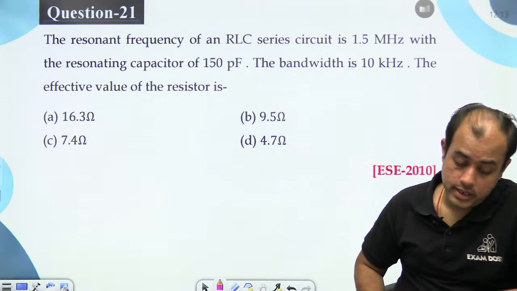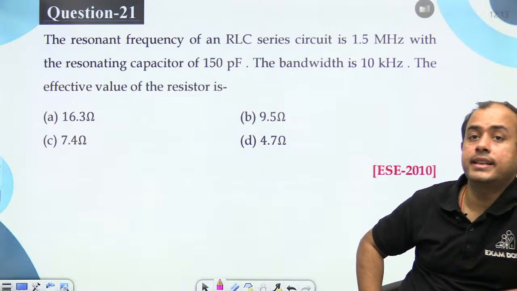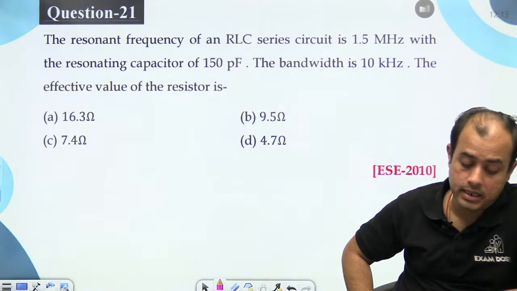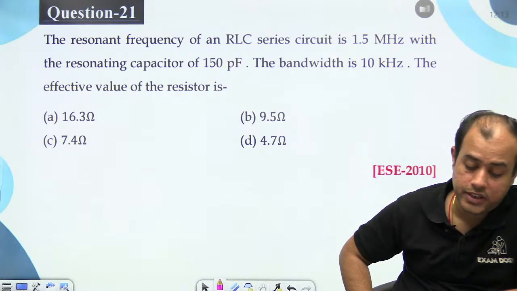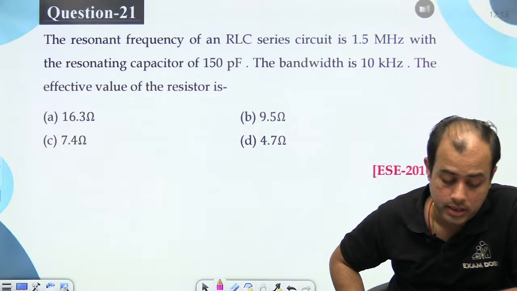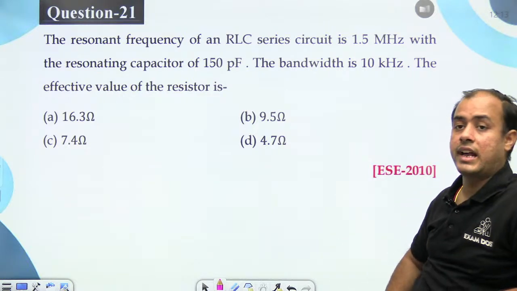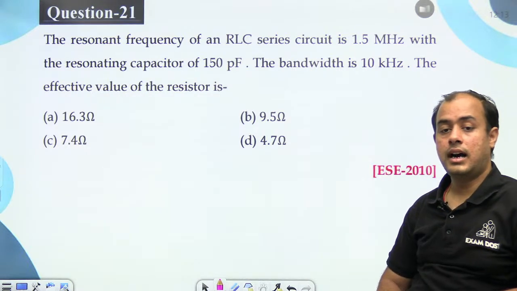Next, the resonant frequency of a RLC series circuit 1.5 megahertz, resonating capacitor 150 picofarad, bandwidth 10 kilohertz. What is effective value of R? R का वैल्यू बताइए.